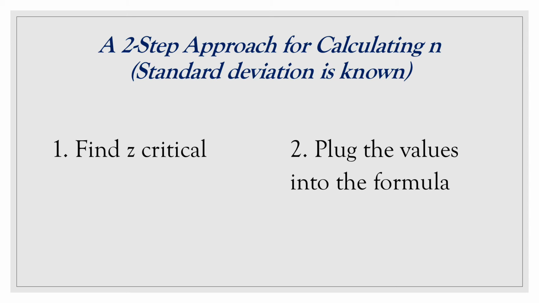Okay, so that leads us to a two-step approach for calculating n, and this is based on the assumption that the standard deviation is known. Step one, we're going to find our z critical. And if we don't remember how to find z critical, it might be the perfect time to go and watch the video I posted about computing the confidence interval when the standard deviation is known, right? We used the z table. I gave you a cheat sheet as well with how to get the z critical. And secondly, you're plugging the values into the formula.